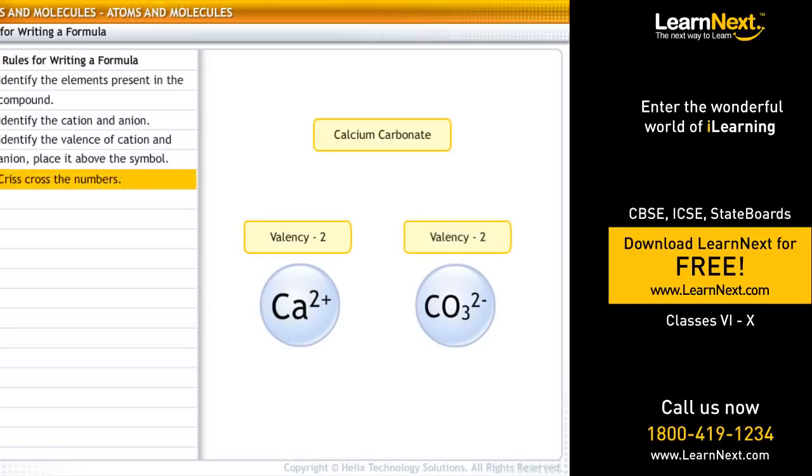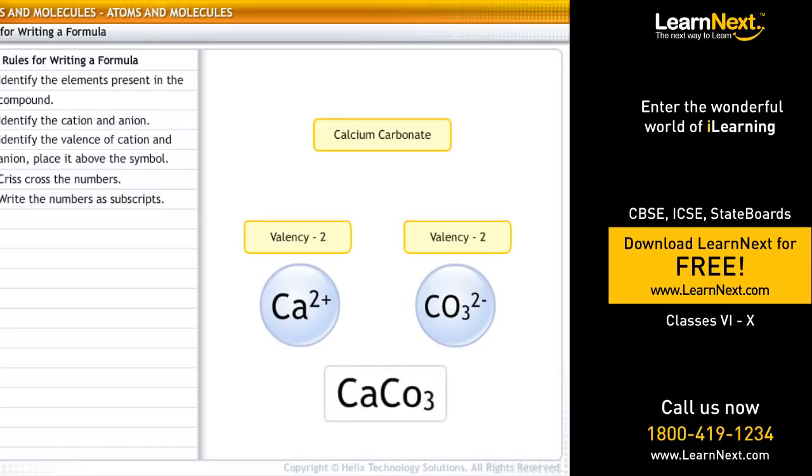Then cross-multiply the valencies. Now write the numerals as subscript right after the respective symbol, Ca2 and CO3 2. In case of calcium carbonate, both the valencies are 2, hence the formula is CaCO3. For compounds formed with polyatomic ions, the ion is enclosed in a bracket before writing the number of units.